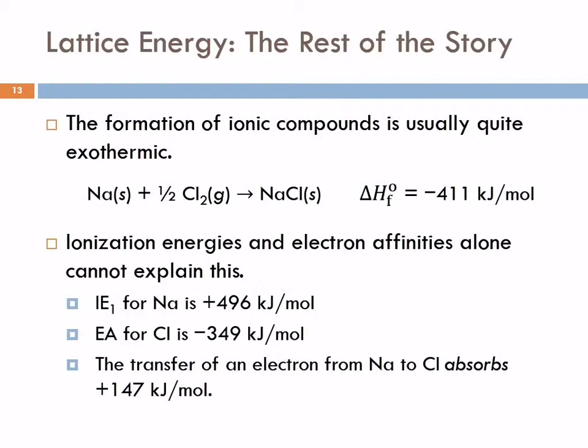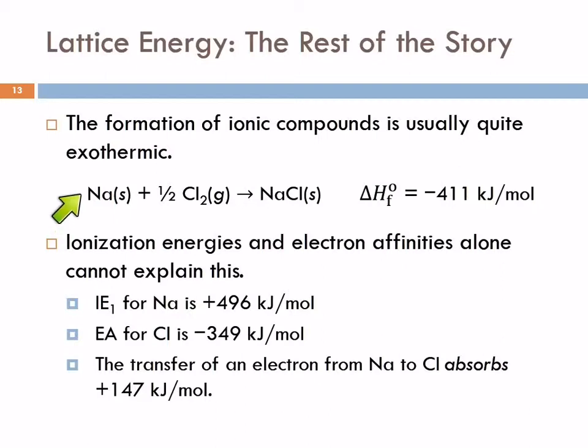What's happening exactly with that energy? We observe that the formation of ionic compounds is usually quite exothermic. I've shown you pictures before of sodium metal reacting with chlorine gas to form sodium chloride, table salt. It's highly exothermic. It will evolve 411 kilojoules of energy per mole of sodium. That's a lot. Well, where's that energy coming from?